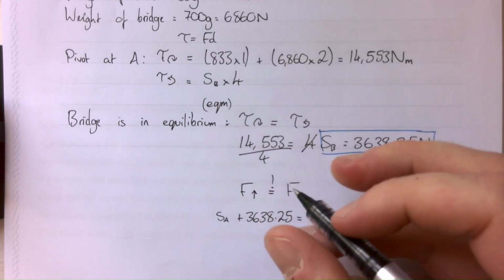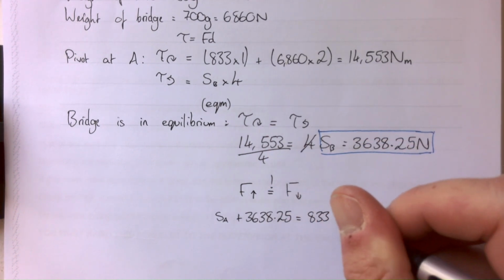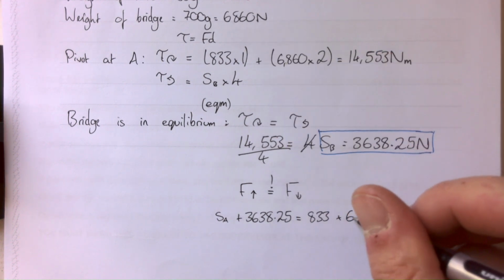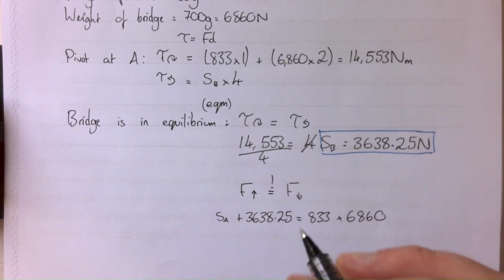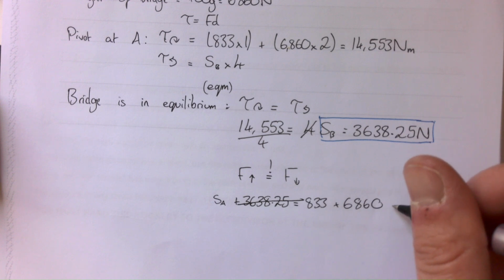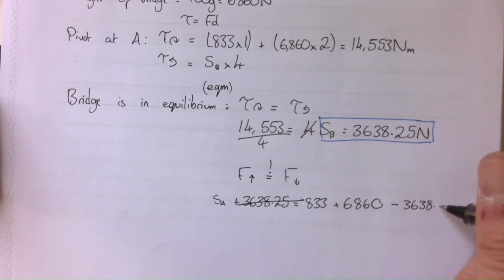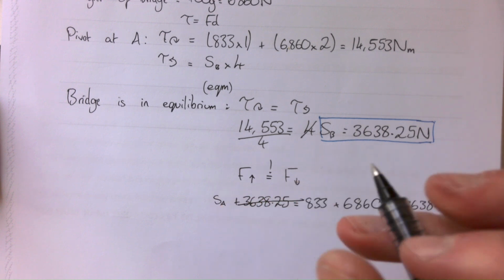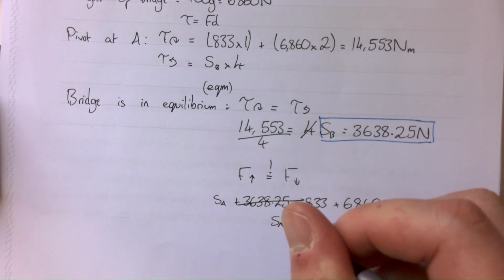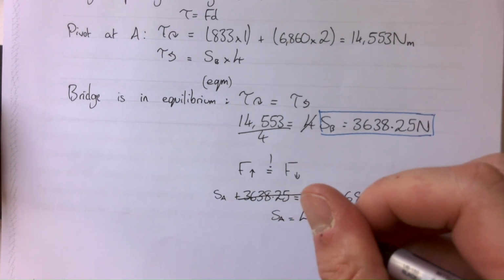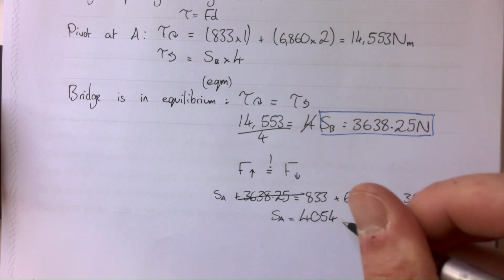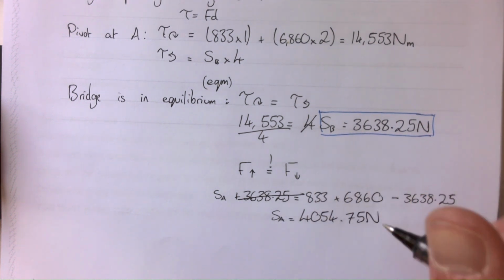The two forces downwards are the weight of the rider and the weight of the bridge itself, 6,860. To get SA on its own, I'm just going to take away this from both sides, minus 3638.25. So then I can just work out my SA with some simple addition and subtraction. 833 plus 6860 minus the answer gives me 4,054.75 newtons.